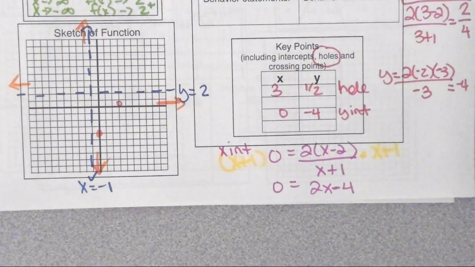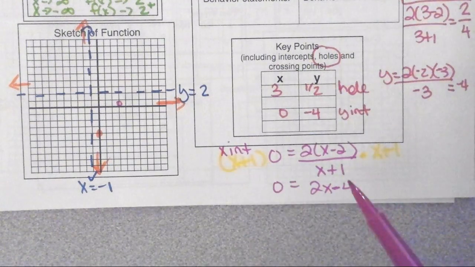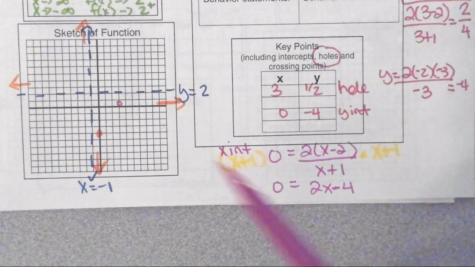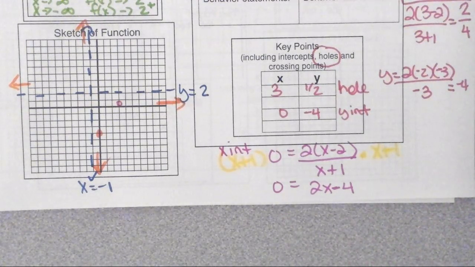Why are you multiplying x plus 1 on both sides? Yeah. Because it's in the bottom, and the only way to pull it up to the top is to multiply both sides by it. Good question.